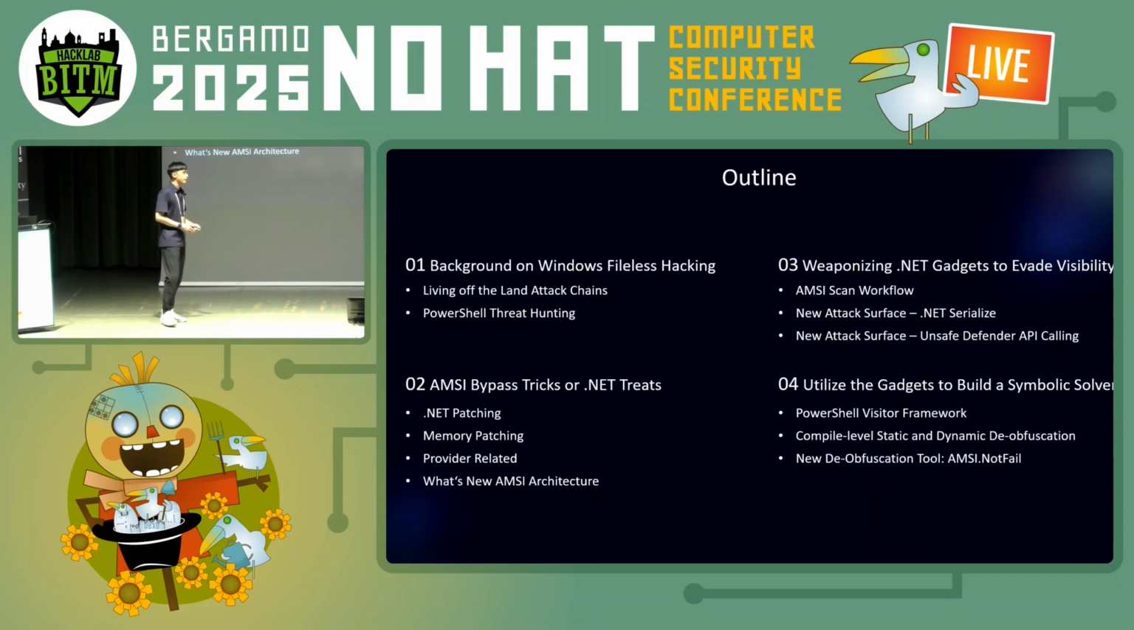So here is our outline. We will first go through the Windows fileless attack and highlight why PowerShell is so often abused. Second, I will show AMSI bypass payloads that red teams usually use. And third, I will show how to use a .NET gadget to bypass the PowerShell visibility. And then finally, I will share how to find a new de-obfuscation method in PowerShell internals, and I will introduce our new tool, AMSI.fail.